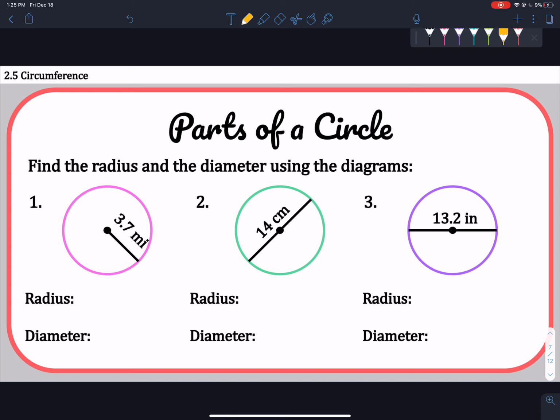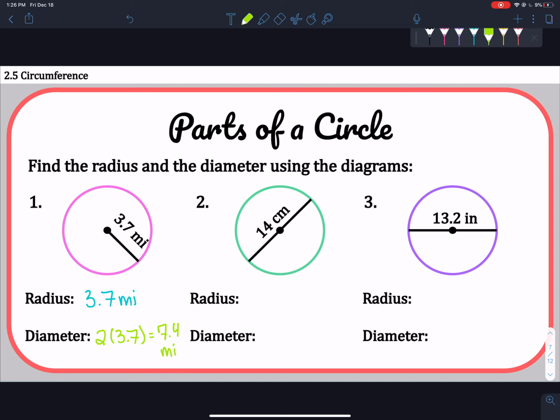Looking at number 1, right, automatically, I know that we're given the radius. So I can label that. Our radius is 3.7 miles. And remember to always include your units. To find the diameter, well, I know that the diameter is 2 times the radius. So I'm going to do 2 times 3.7 to get our diameter. And when I type that into my calculator, I get 7.4. So our diameter is 7.4 miles.